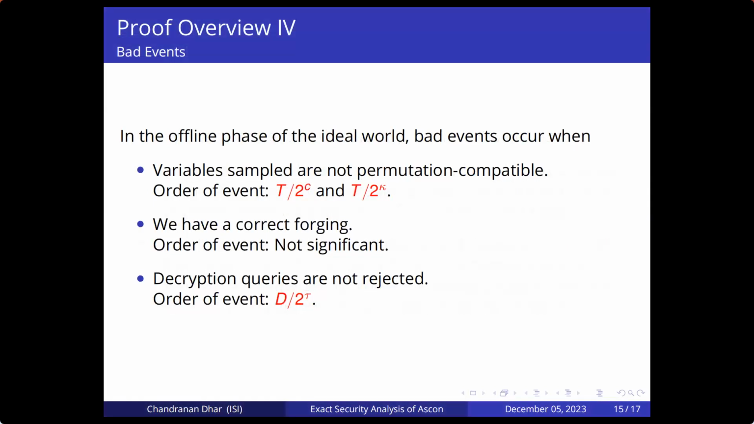Yes, and we also have a bad event when decryption queries are not rejected, because we already said that the outputs of our decryption queries are reject, so we need them to be rejected. If this is not rejected, then we have a bad event, and the order of this bad event is d by 2 to the tau. These three terms are the terms of our bound, and so we get some bad transcripts and some good transcripts, and then we use the coefficient H technique to get our proof.